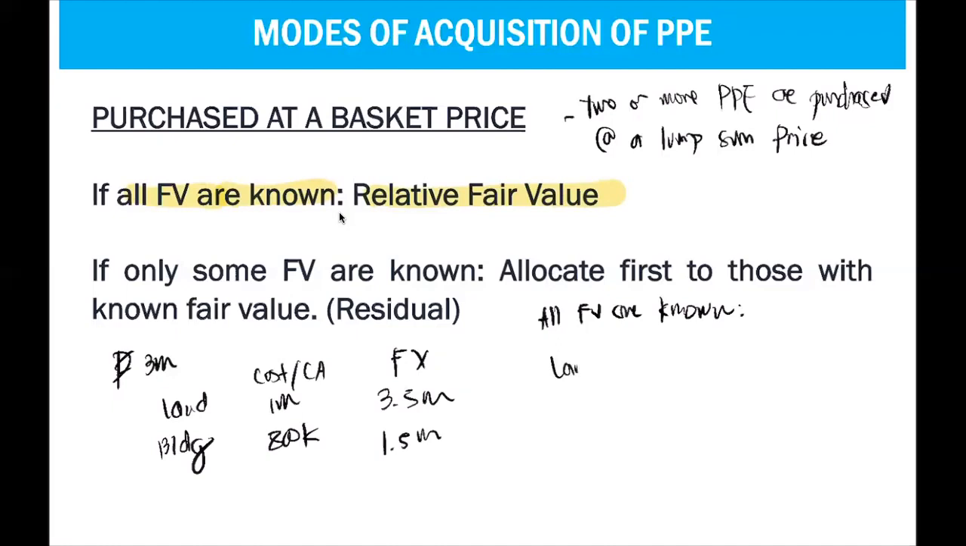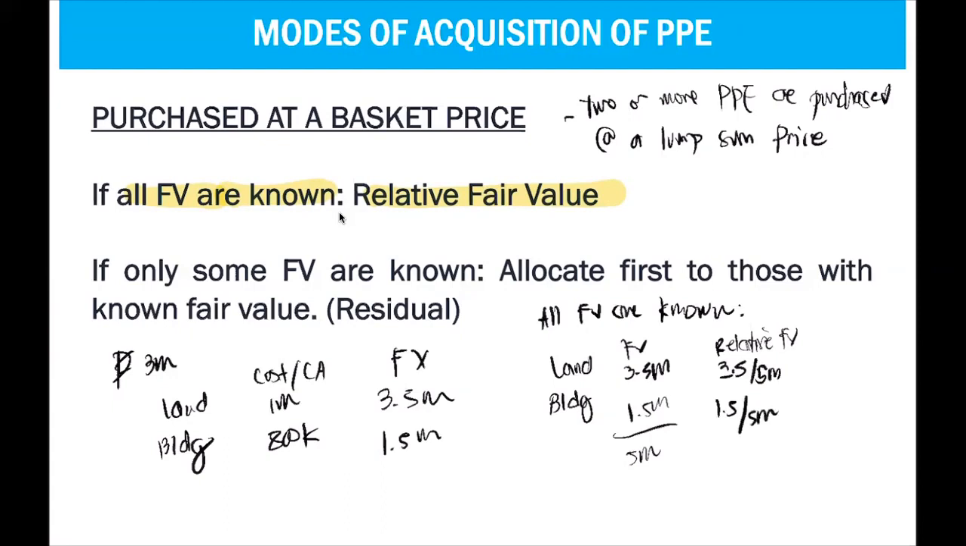So we have here land, building. You get the fair value. What's the fair value of land? 3.5 million. Building, 1.5 million. Total, 5 million. So get the relative fair value. So what is the relative fair value? So 3.5 over 5 million. This one is 1.5 over 5 million.